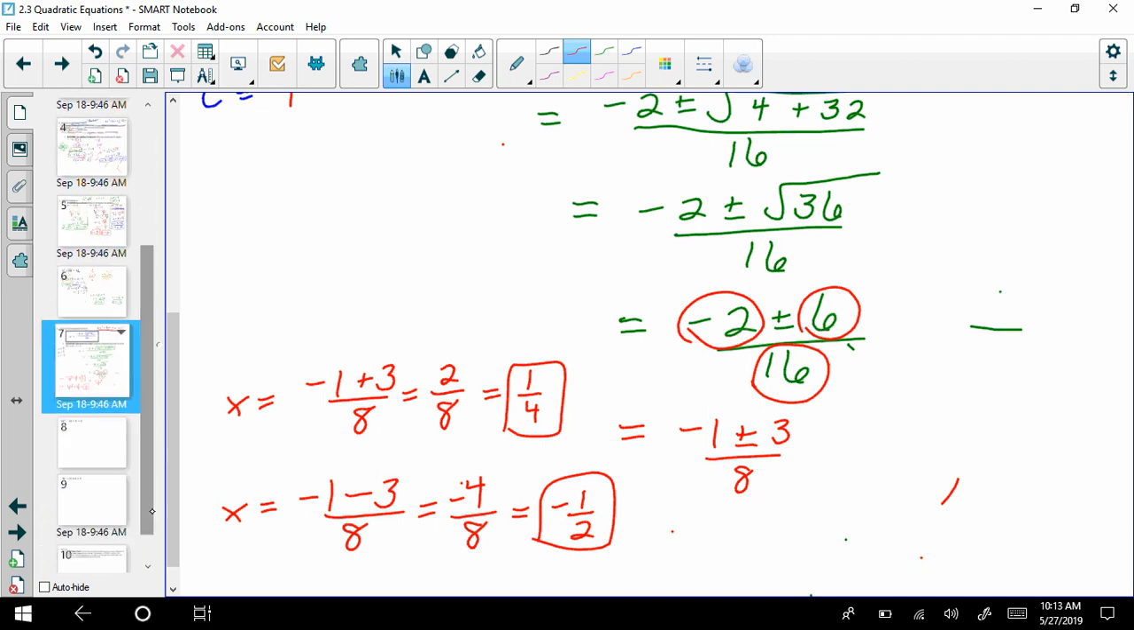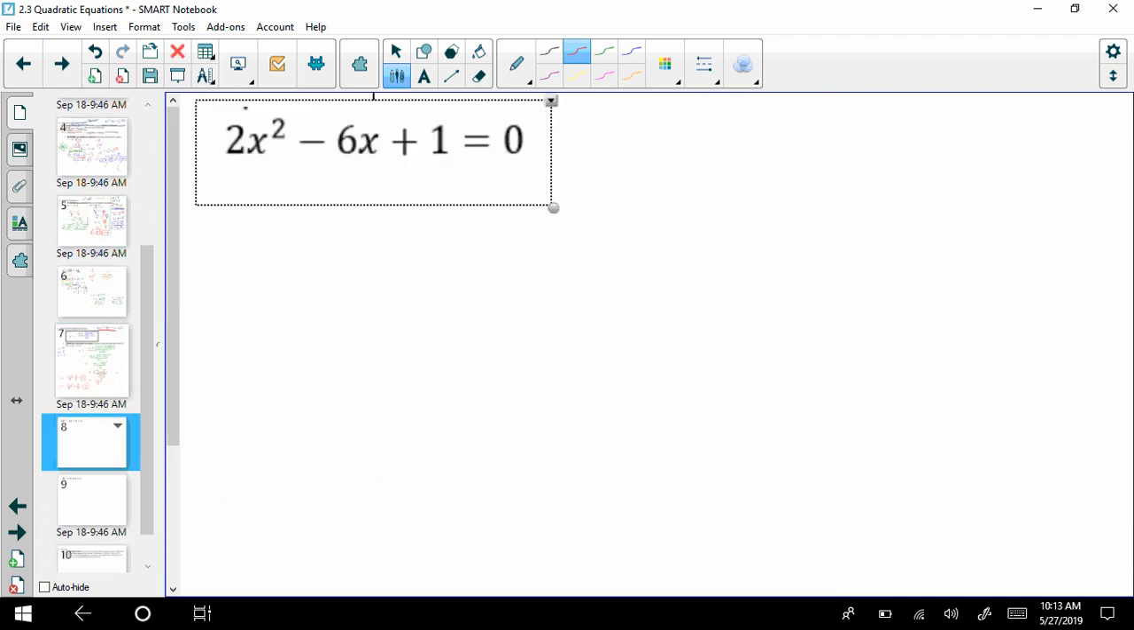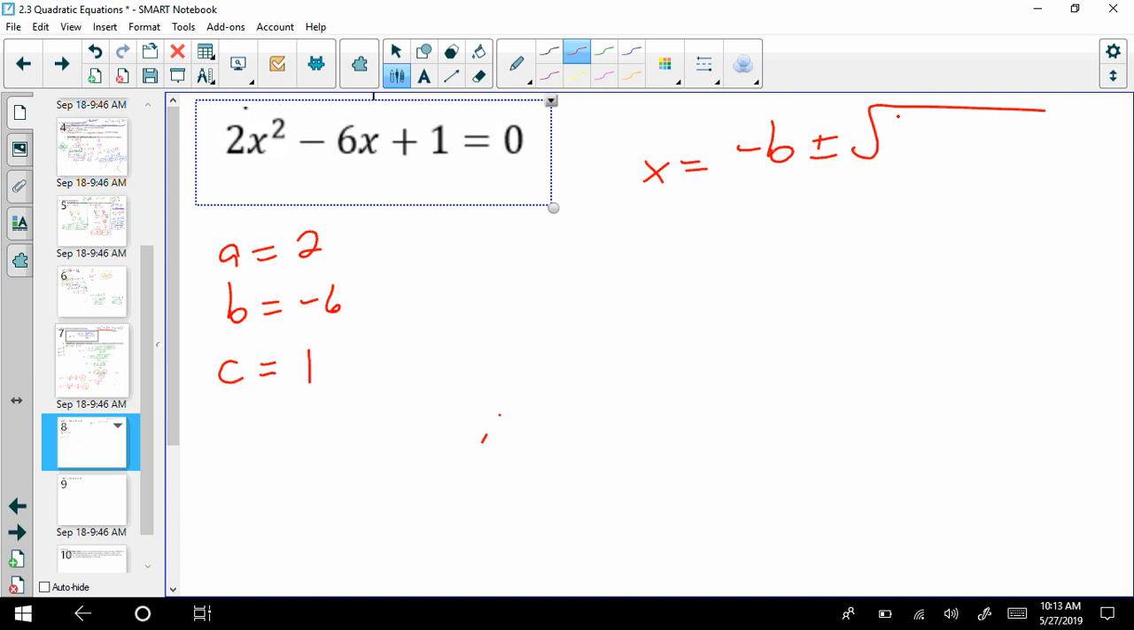All right, let's try another one. So a, b, c: 2, negative 6, 1. Oh, what's that you said? You forgot the quadratic formula? Well, let me just sing it for you. X equals negative b plus or minus the square root of b squared minus 4ac, all divided by 2 times a. Sorry, not sorry. All right, so let's substitute in.